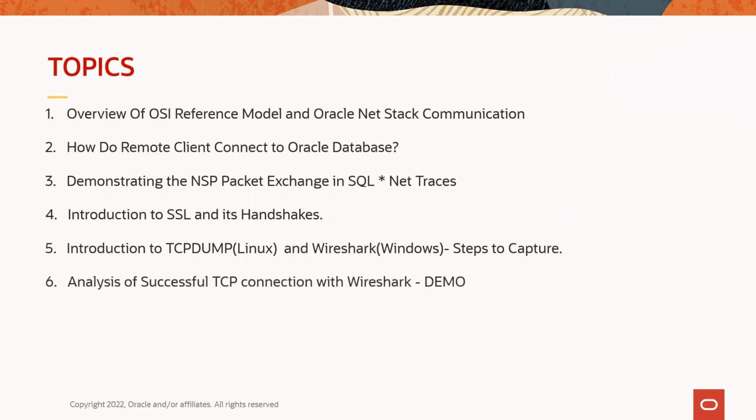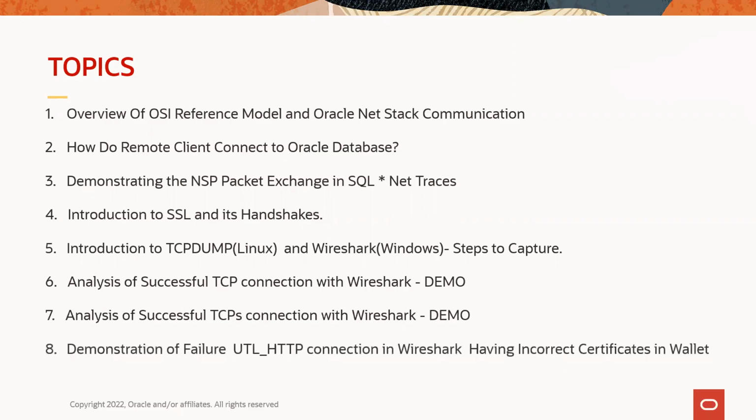Analysis of a successful TCP connection with Wireshark, with a demonstration. Analysis of a successful TCPS connection in Wireshark and the demo for the same. And also one demonstration of a failing UTL_HTTP connection, which would be demonstrated in Wireshark when our wallet has an incorrect certificate. And the last one we would discuss is SNI, that is Server Name Indication. How do you view SNI information in Wireshark?